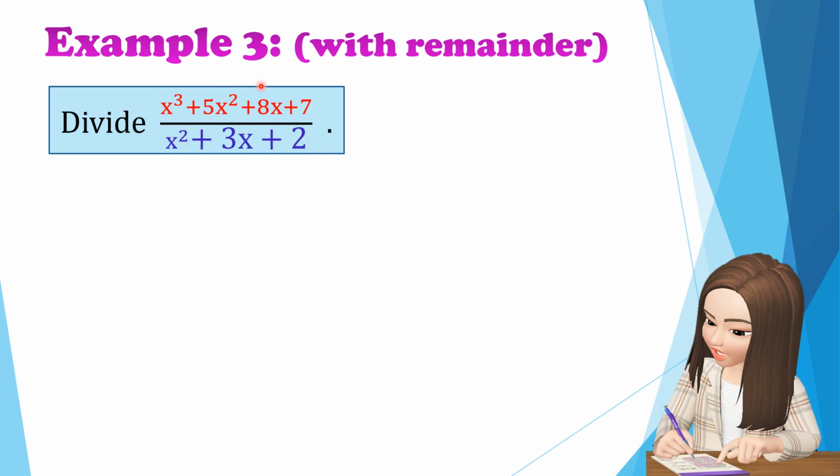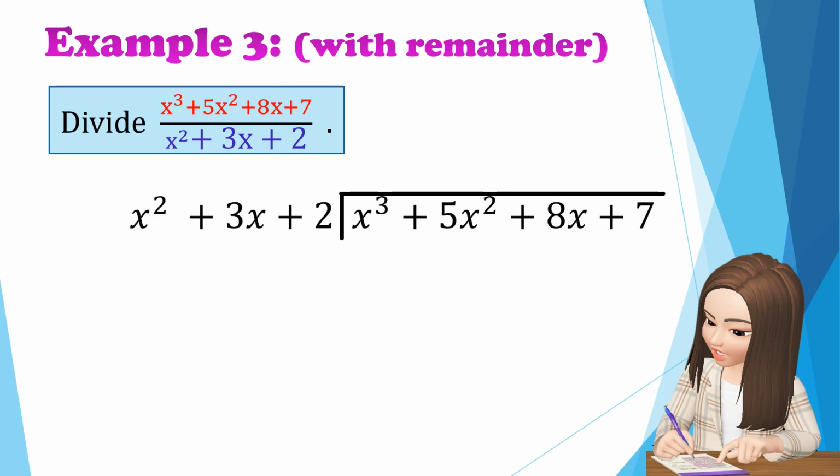Now, we have to rewrite this expression into long division form. We are ready to divide. Divide the first term of the dividend by the first term of the divisor. So we have x cubed divided by x squared. Applying the quotient rule, this is equal to x. So x will be multiplied to all the terms of the divisor. So we have here x times x squared is equal to x cubed. Be sure to align x cubed to x cubed because they are similar terms.